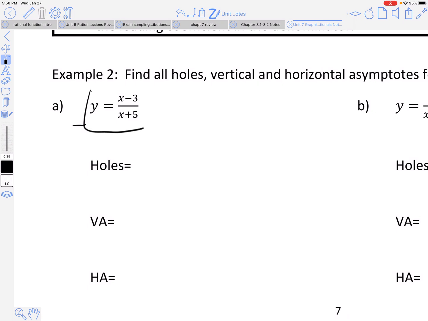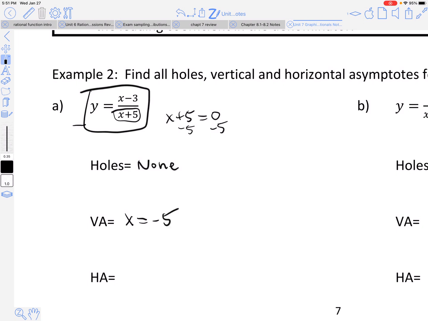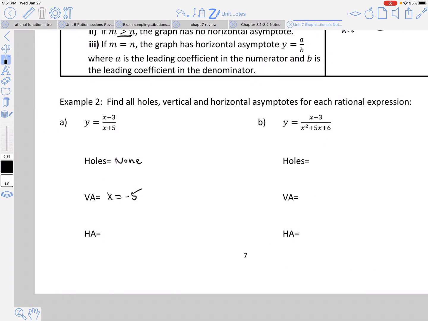All right, so you get a problem, and it says, what are your holes? Well, remember you're going to have to factor first, and if anything cancels out, it's your hole. So nothing cancels out, so we don't have any holes in our graph. We do have a vertical asymptote. Remember, vertical asymptotes always come from the denominator because x cannot be -5, right? So if we set that equal to 0, -5 will cause problems because we'll have 0 in the denominator, if you remember from last unit. So x equals -5 is our vertical asymptote.